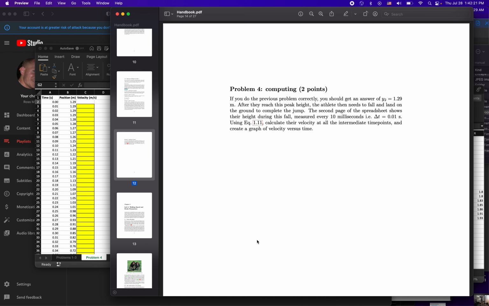So this one says if you do the previous problem correctly, you should get a peak height for the jump of y2 being 1.29 meters. And after you get to that peak height, then you still need to fall back to the ground and land on the ground to complete the jump.